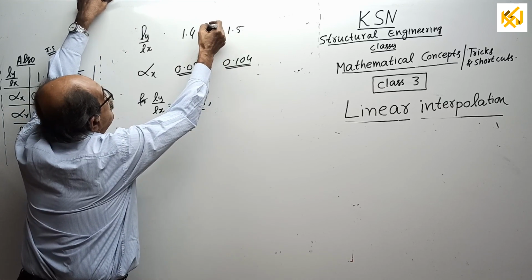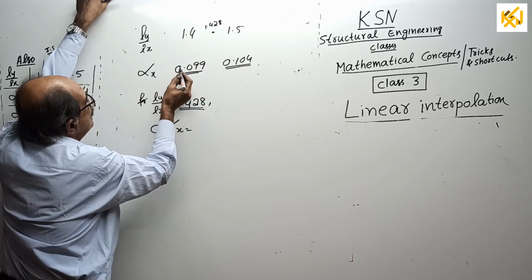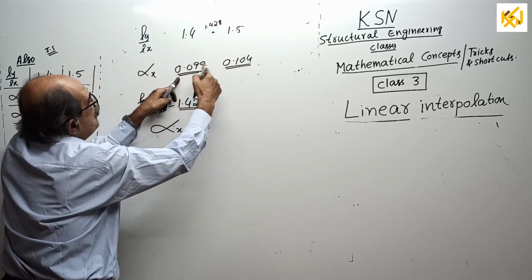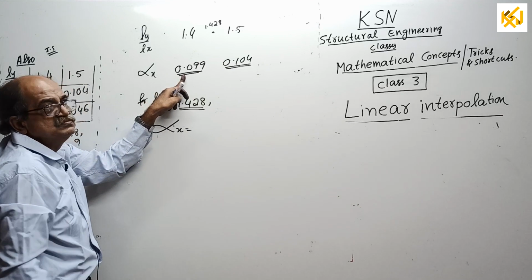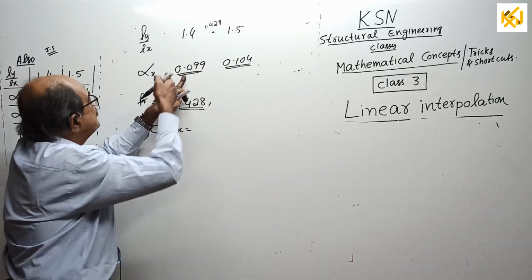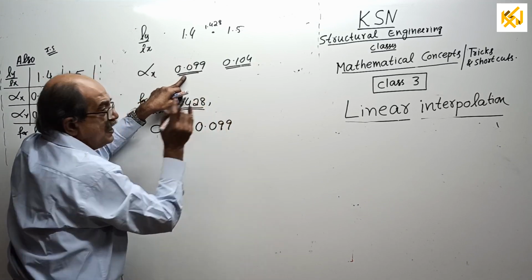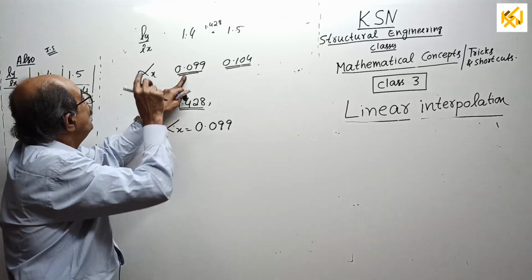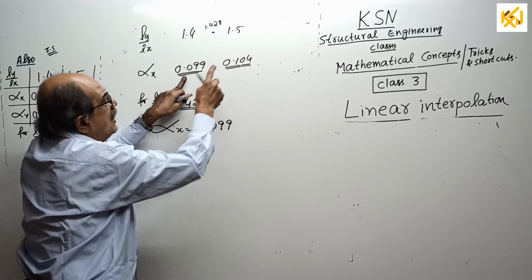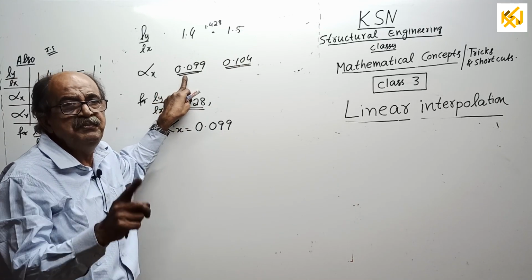1.428 is somewhere here, in between. Now, tell me, your finger should be here, on 0.099. First write this value. 0.099. Okay, wrote. Now, decide. From here, when you go that side, is the value of alpha x increasing or decreasing? All will tell, sir, increasing. If increasing, what to do?